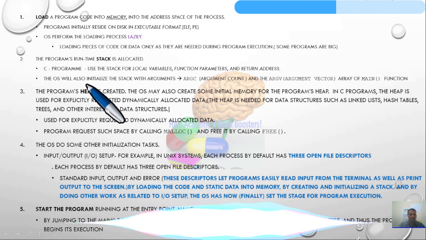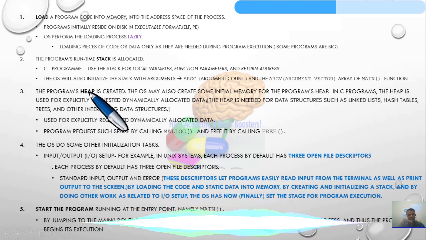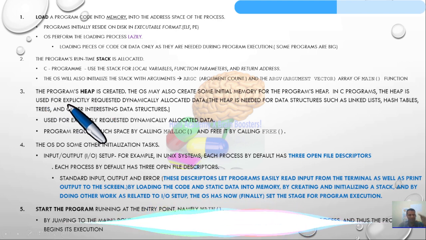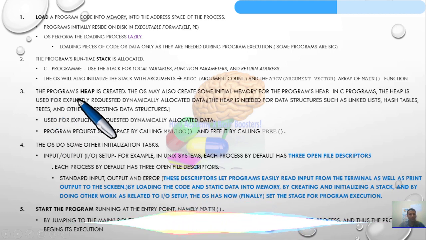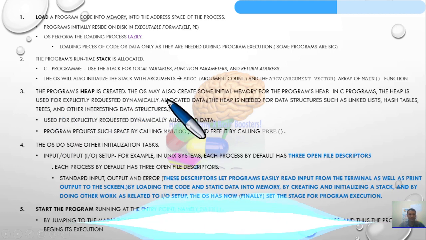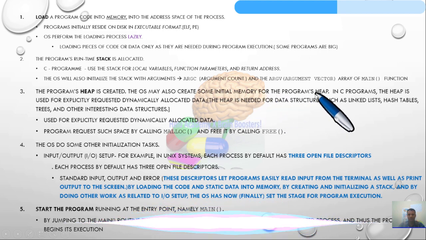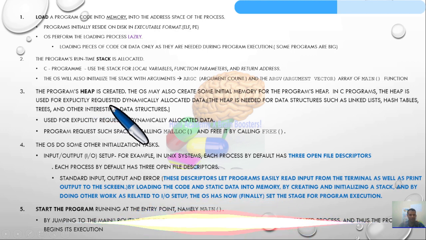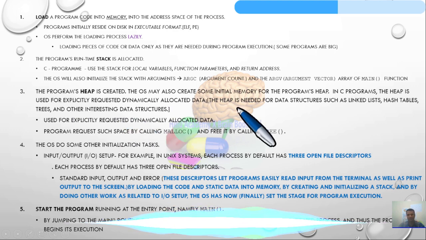In addition to the stack, we have the heap. If you see the memory architecture, we have the heap in the upper location, and down below we have the stack, and in the middle the space is used as needed. They can grow in both directions. The program heap is created. The operating system may allow creating some initial memory for the program heap. In C programming, the heap is used for explicitly requested, dynamically allocated data. The heap is needed for data structures such as linked lists, hash tables, trees, and other such data structures.